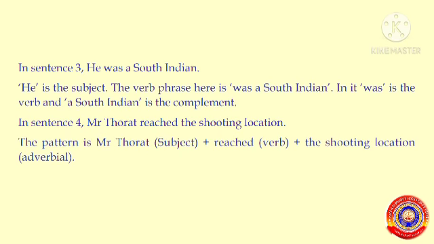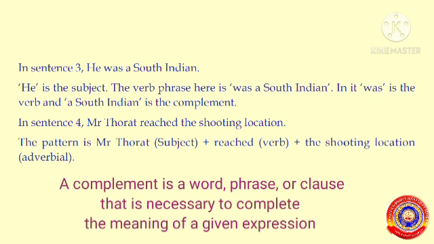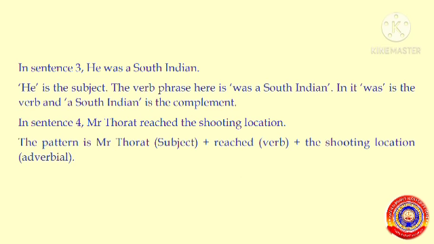The third sentence, he was a South Indian. He is the subject. The verb phrase here is was a South Indian. In it, was is the verb and a South Indian is the complement. A complement is a word, phrase or clause that is necessary to complete the meaning of a given expression. So here a South Indian is the complement that gives a complete meaning to the subject. In sentence 4, Mr. Thorat reached the shooting location. Mr. Thorat is the subject, reached is the verb, the shooting location is the adverb here.